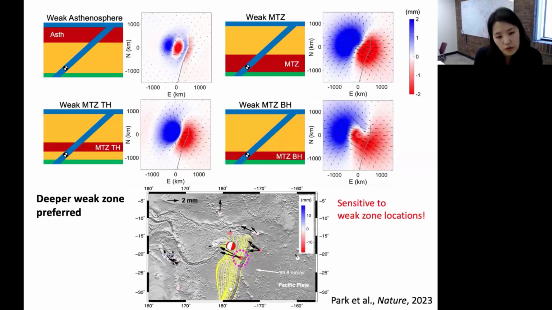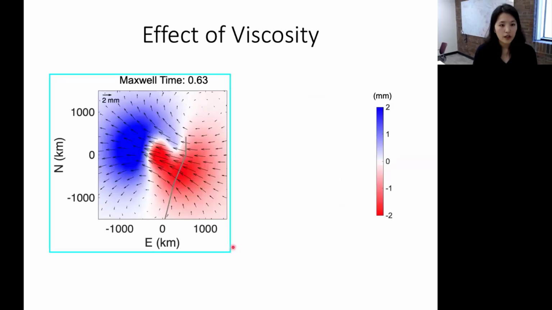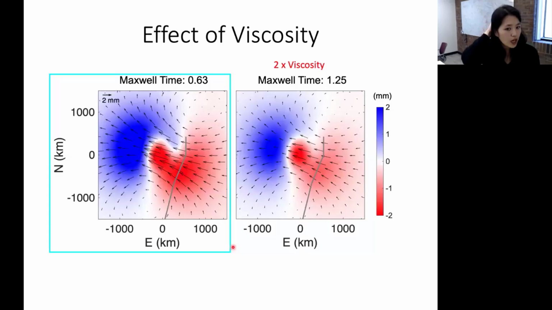And next thing to think about is, okay, how sensitive are we to the viscosity value itself? So we can also test that, and we can take this model because so far among these models, this is the best fitting model, knowing that we mostly see subsidence around the source here. So let's take the model and just make the viscosity twice as strong and see what happens. And this is what happened.